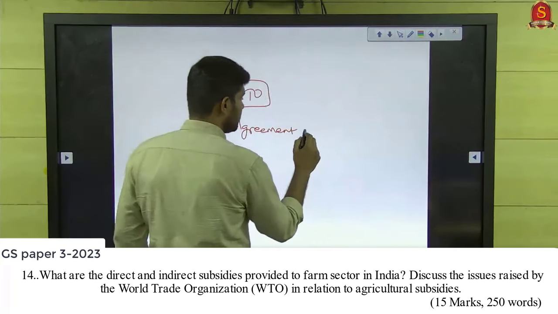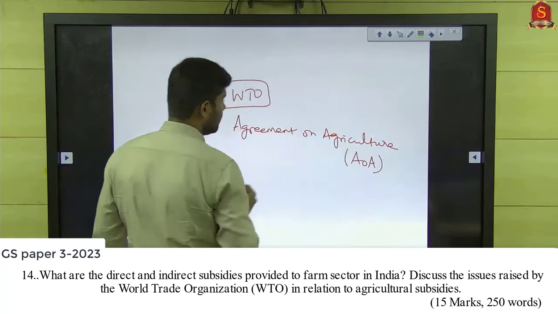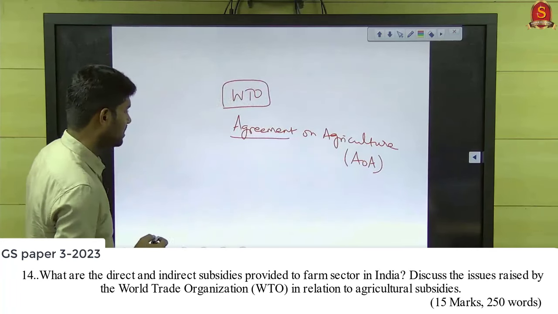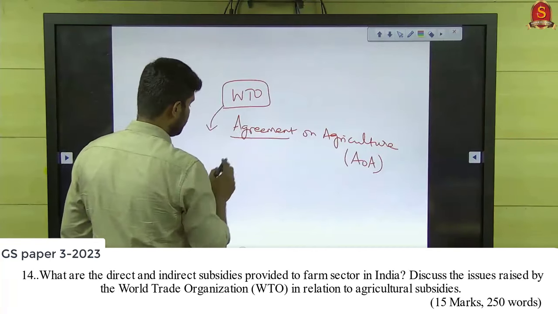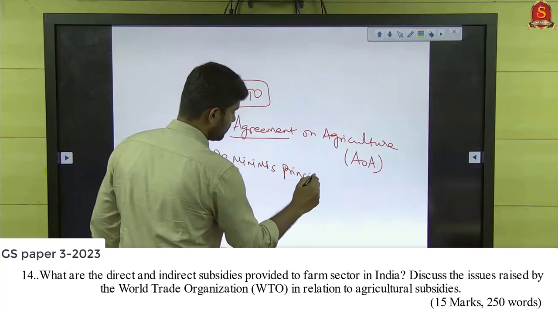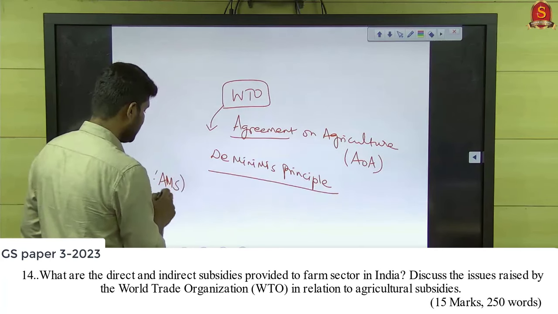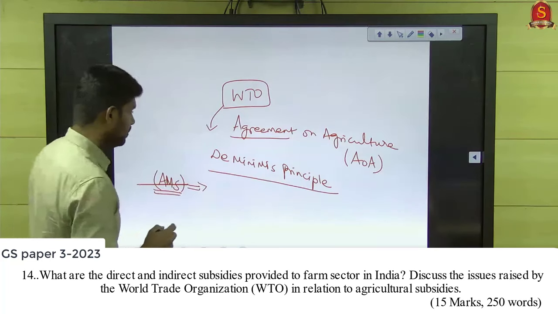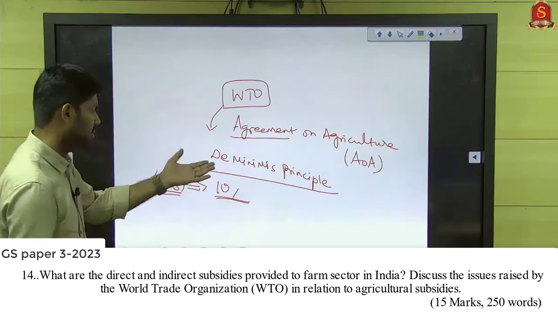So there is an Agreement on Agriculture. Under the Agreement on Agriculture, there are three pillars: export subsidies, domestic support, and one more principle called the WTO de minimis principle. Under the de minimis principle, the aggregate measure of support, that is AMS. AMS means the total measure of support in agriculture. The aggregate measure of support should not be more than 10% of the total value of agriculture production in a country. So this is called the de minimis principle.